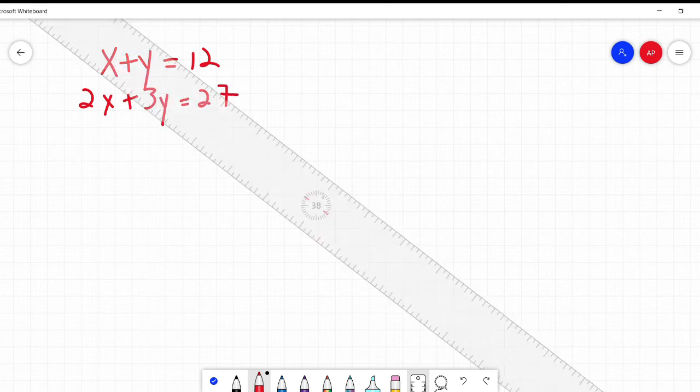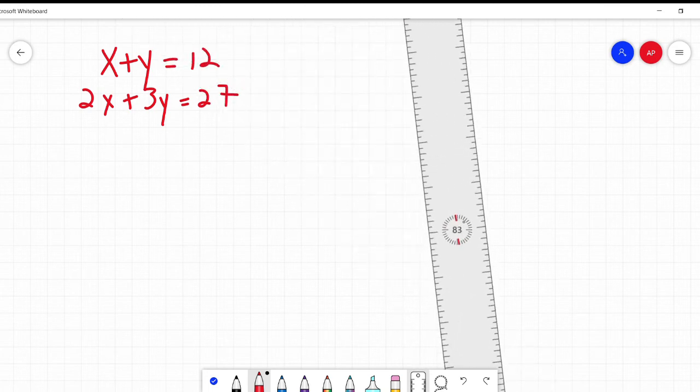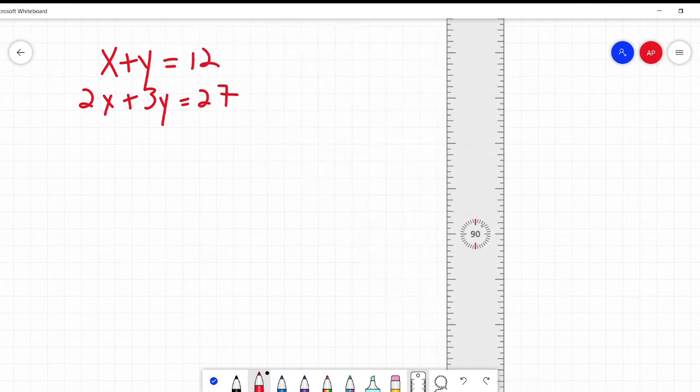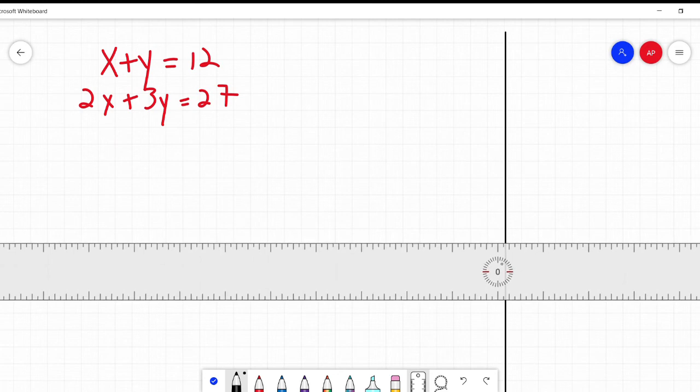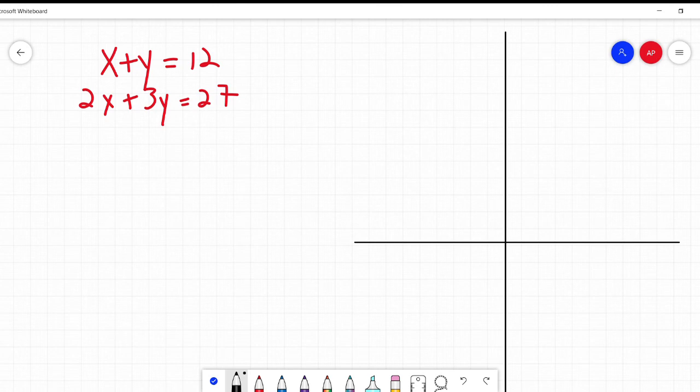Now, if I did not have a graphing calculator and I was wanting to graph this, first thing I would want to do is get these into a form that makes them very easy to graph. Now for me, that is the y-intercept form, or y equals mx plus b. So I'm going to change both of these into that form. If you're not familiar with the y equals mx plus b form, I do have a video on that as well, and I have a link to that below.